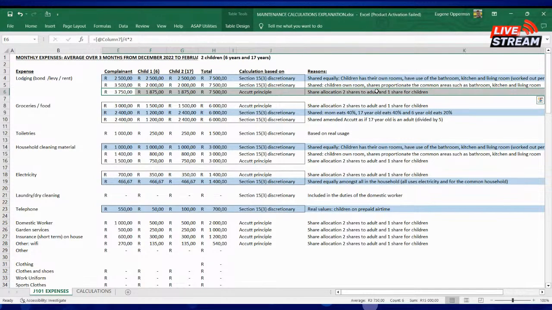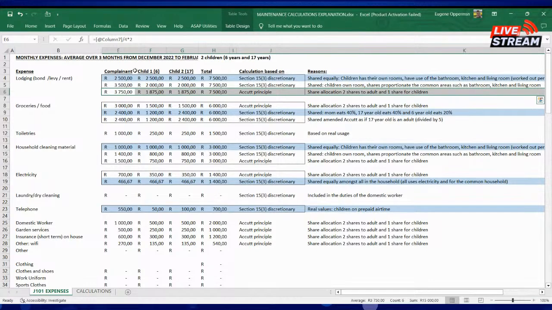Remember, I said that we work in terms of Section 15, we work with a discretionary system in South Africa. So let's look at other ways that could also work. And that's why I like using a spreadsheet, because then you can actually see the figures black on white and which would work mostly and which would be fair and reasonable in your instance.